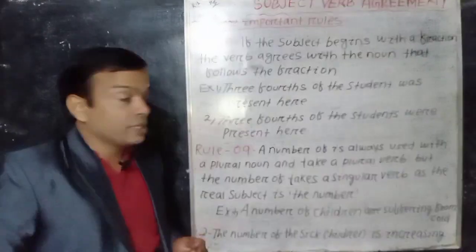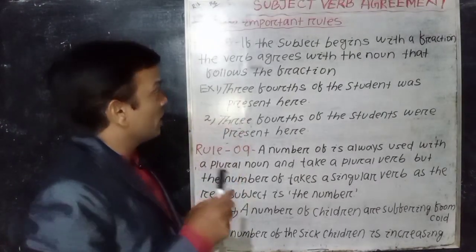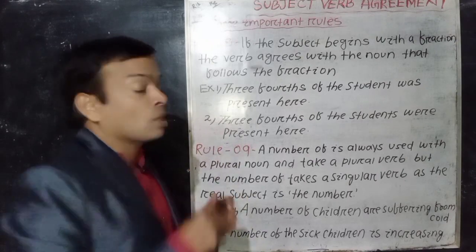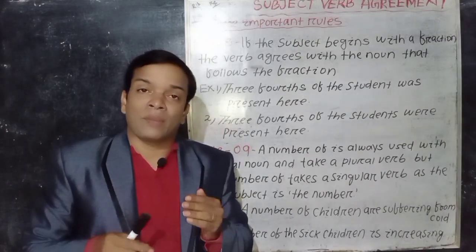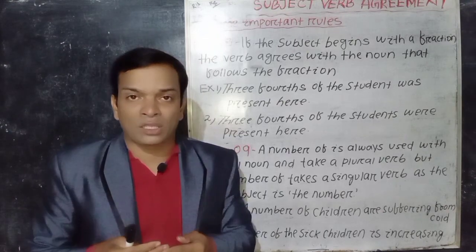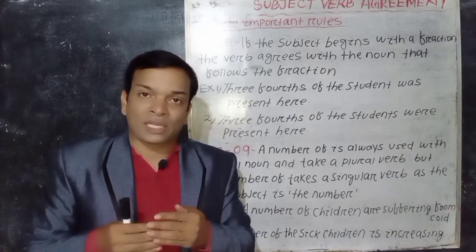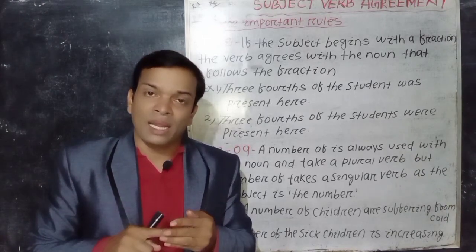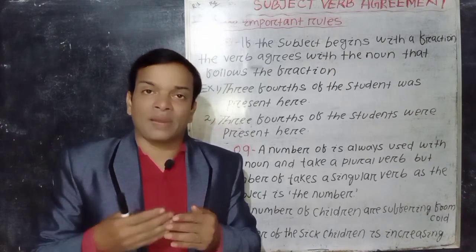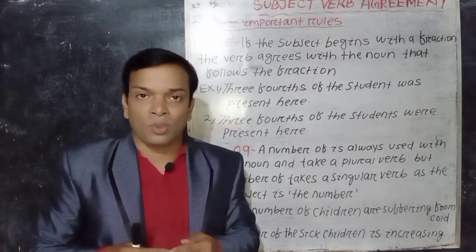Okay, then see rule 8. If the subject begins with a fraction, the verb agrees with the noun that follows the fraction. We can say that a fraction is always used with a singular noun or a plural noun. So after the fraction, if the subject is singular, then we use the singular verb. If the subject or noun is plural, then we use the plural verb.